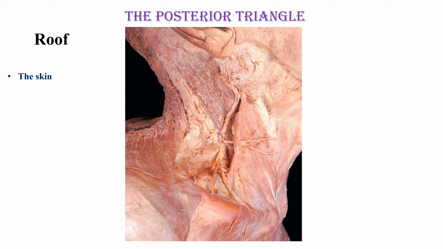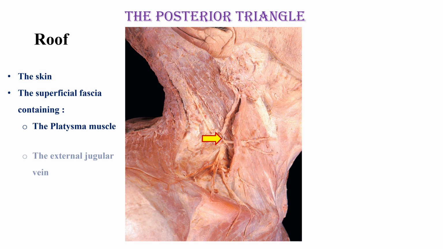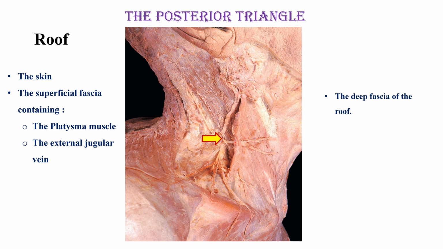As for the roof, as we said, the investing layer of the neck will form the roof of both the anterior triangle and the posterior triangle. So the roof of the posterior triangle will be, together with the skin, the superficial fascia containing the platysma and the external jugular vein, which we can see here crossing the sternocleidomastoid. It will be the deep fascia, which looks white here, part of the general investing layer of the neck.